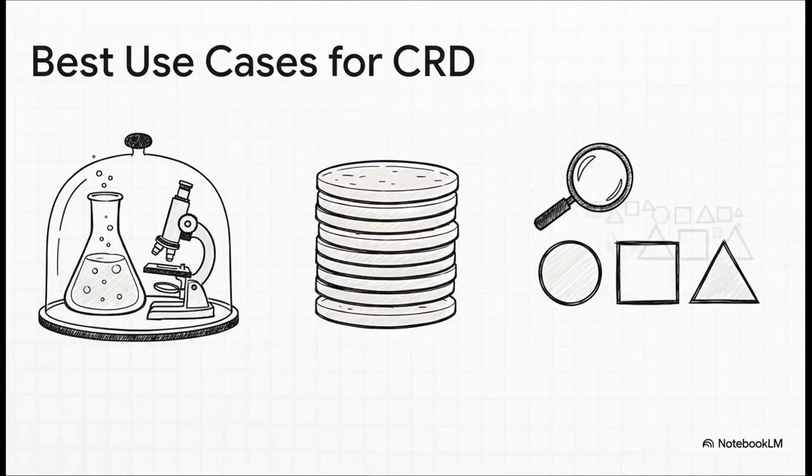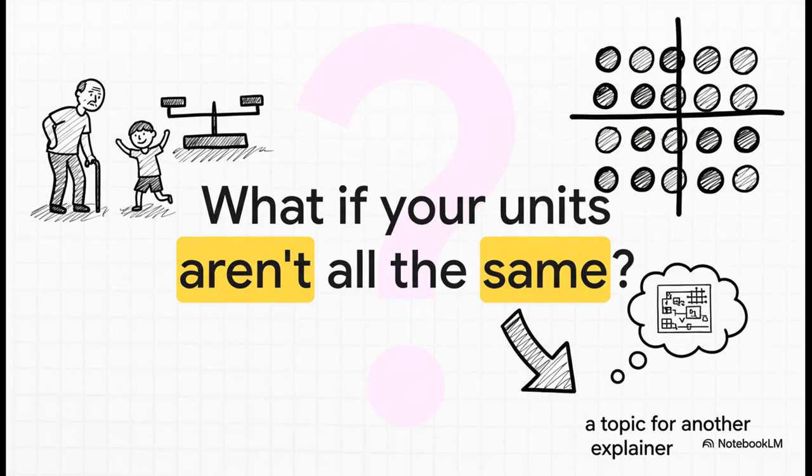So what's the takeaway here? CRD is at its absolute best in highly controlled environments, like a laboratory, where you can make sure your experimental units, whether they're petri dishes or chunks of metal, are truly identical. It's also great for smaller experiments where its simplicity is a huge advantage. In the end, the completely randomized design is built on a powerful, simplifying assumption that everything is the same. But what happens when we know it isn't? What do you do when you just can't ignore the fact that some of your patients are old and some are young? Well, that leads us into more advanced designs that are built to control for that variation. But that is a topic for another explainer.